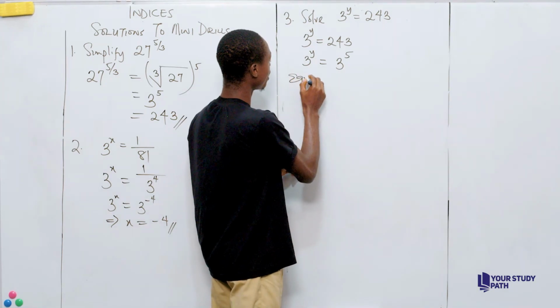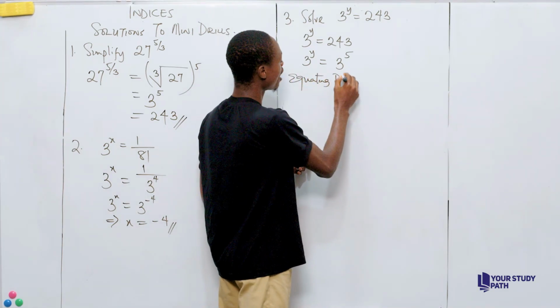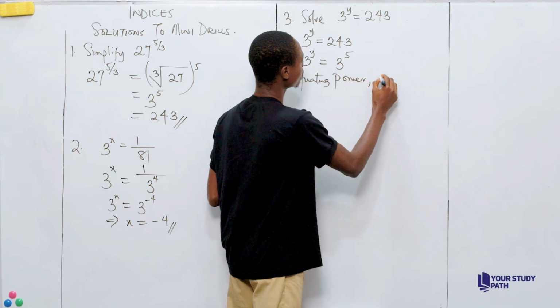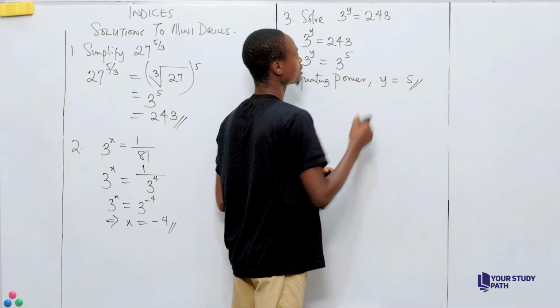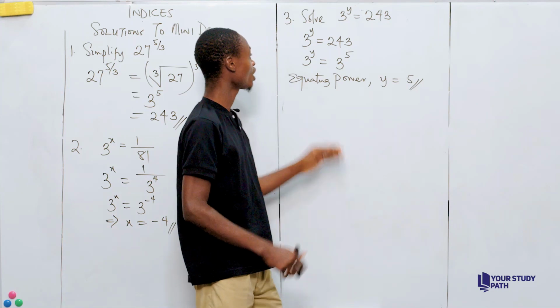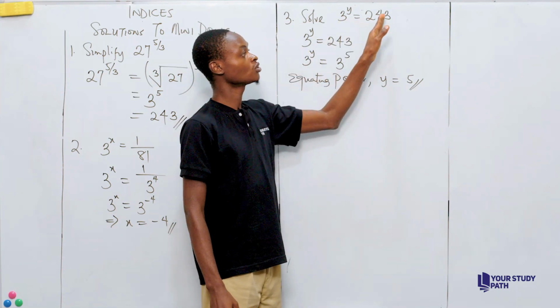So equating the power, we have that y is equal to 5. This answers our question simply. So we have solved 3 raised to the power y equals 243.